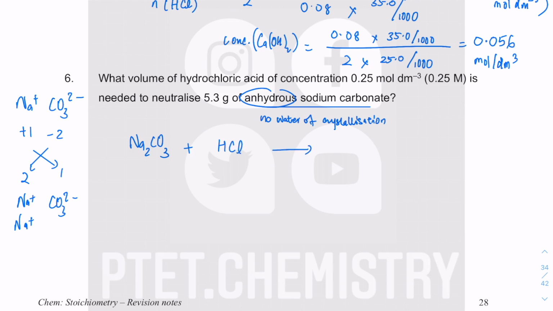So this is another classic reaction. Metal carbonate plus acid will give you metal salt. The salt from hydrochloric acid is chloride, so you get sodium chloride, which is Na plus Cl minus.